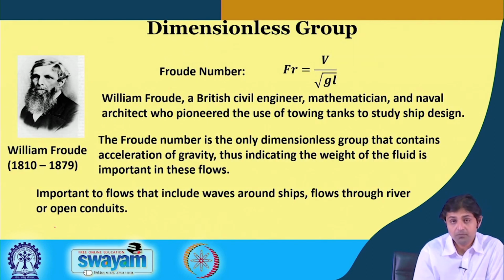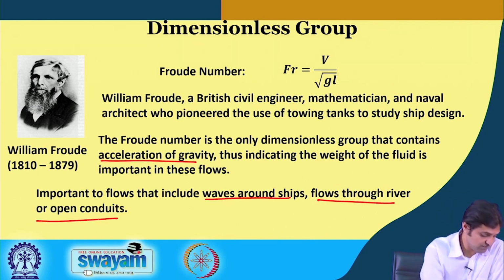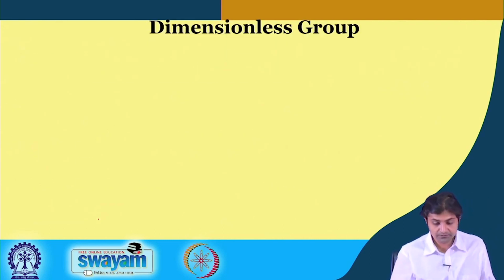The other is Froude number, this is given by V under root GL. William Froude was a British civil engineer and mathematician who pioneered the use of towing tank to study ship design. The Froude number is the only dimensionless group that contains acceleration of the gravity, thus indicating that the weight of fluid is important in these flows. So, gravity is very important. This is important to flows that include waves around ship, flows through river or open conduits, as I said, open channel flow.